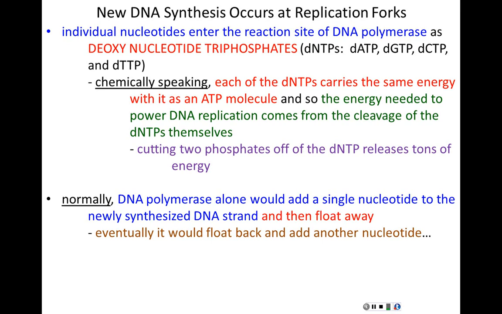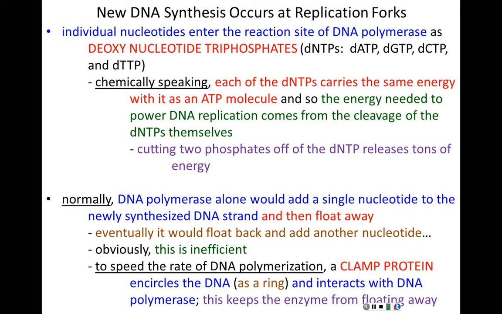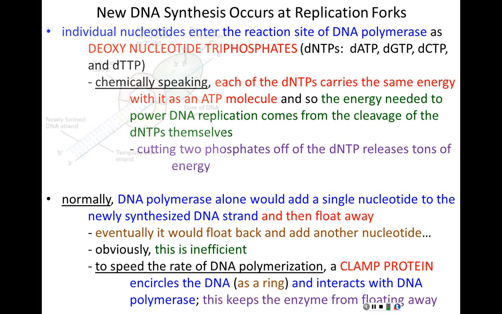To speed the rate of DNA polymerase, there is a clamp protein. And the clamp protein encircles the DNA. It's actually a protein ring. And what the clamp does is it interacts directly with DNA polymerase. It's also closed around the DNA, and so the clamp keeps the polymerase from floating away. This is a nice schematic of the clamp. The DNA is in blue.